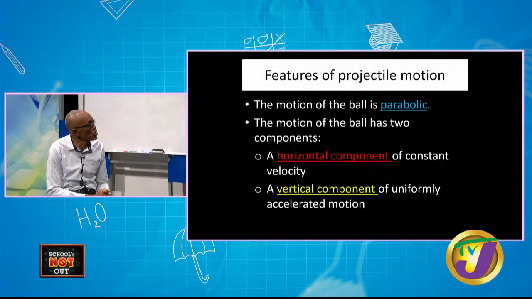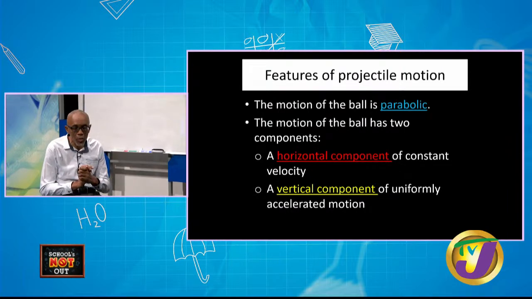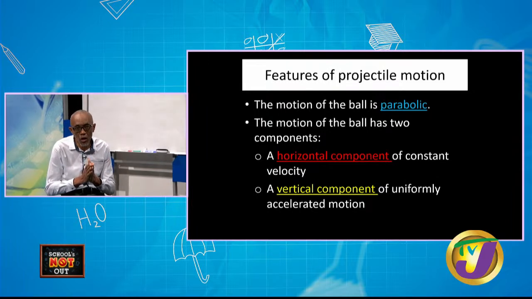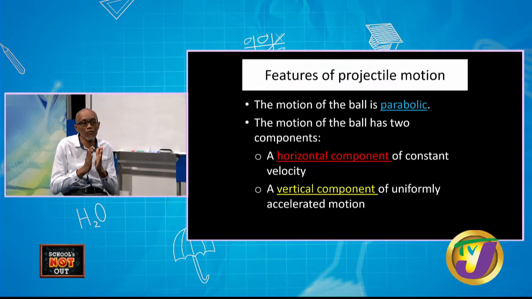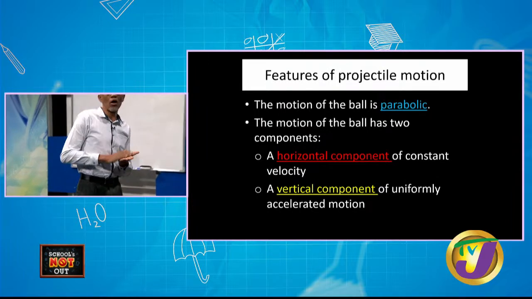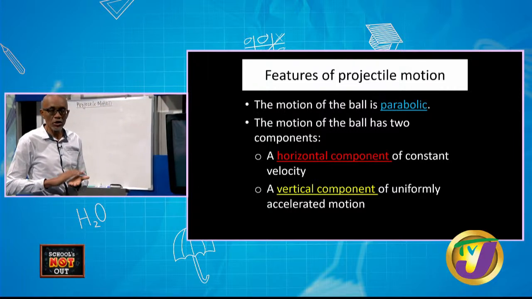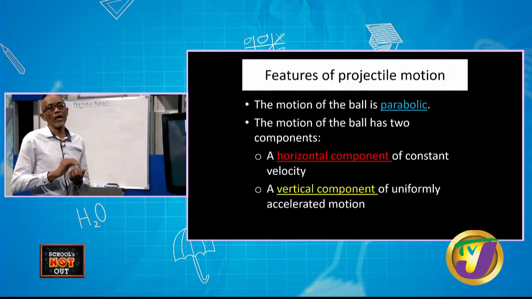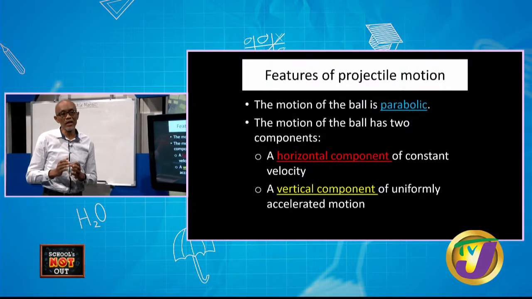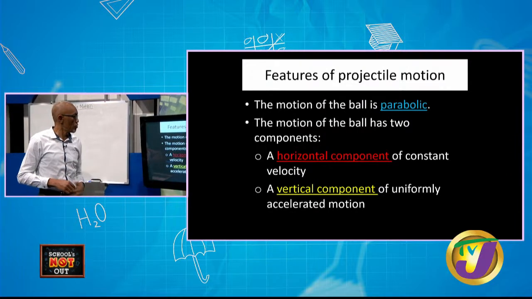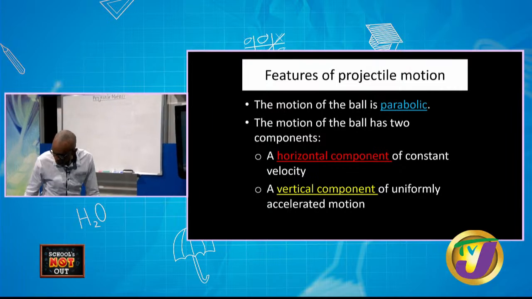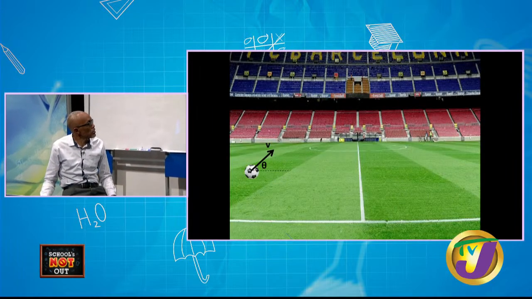Okay. So, these are the features of the projectile motion that we see. We see that the motion of the ball is parabolic. The motion of the ball has two components, a horizontal component and a vertical component. The horizontal component is constant velocity, constant motion, and the vertical component is accelerated motion in the vertical. All right? Okay. So let's look at a little bit more.